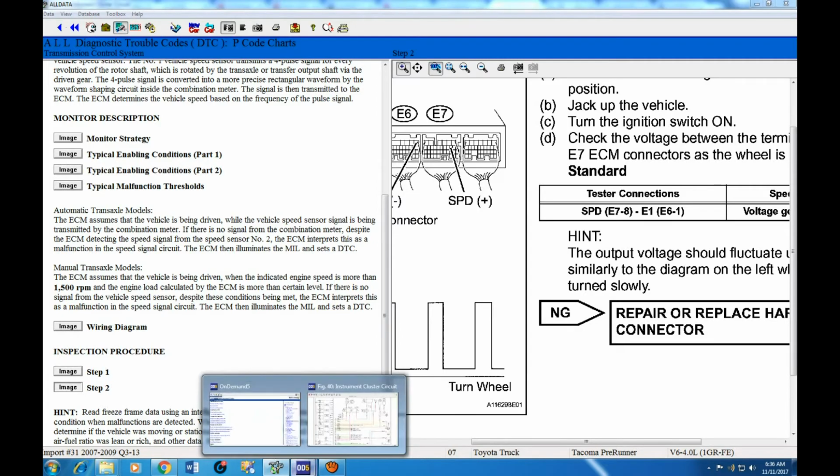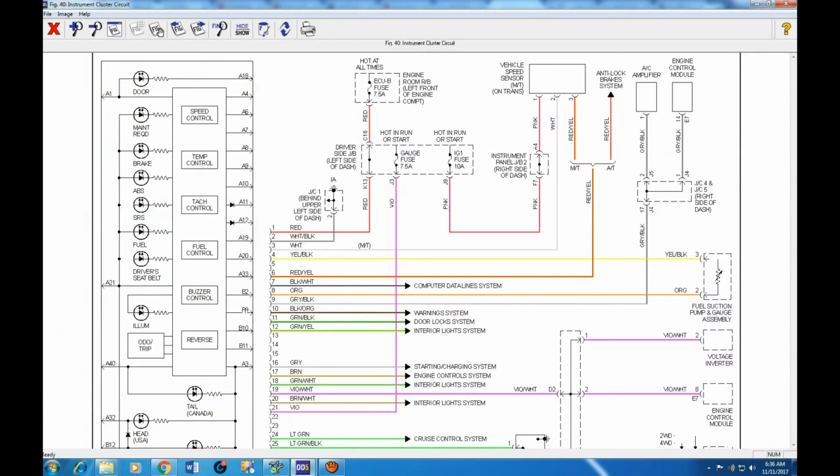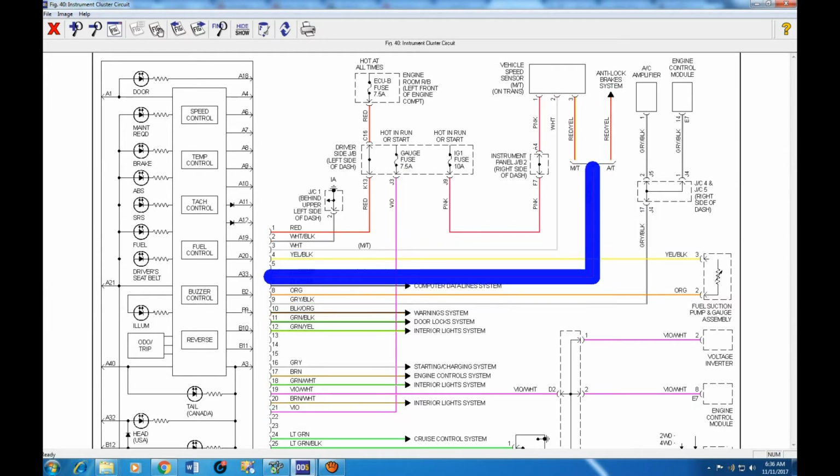Going back into the Mitchell program here, I found this. We can see here the anti-lock brake system is coming to pin 6 on the combination meter. However, as we can see here, it's the same color, red and yellow. Manual transmission or automatic transmission goes to the anti-lock brake system. However, it's hard to get this information on how it works.